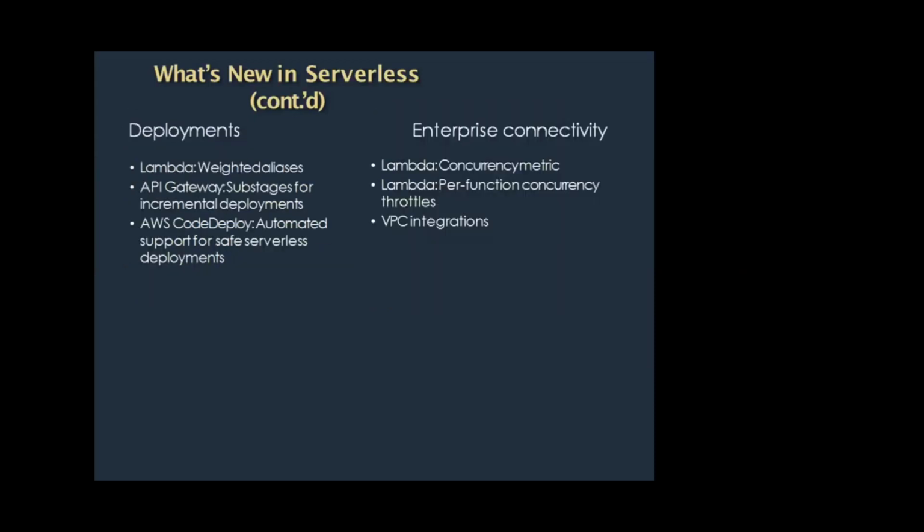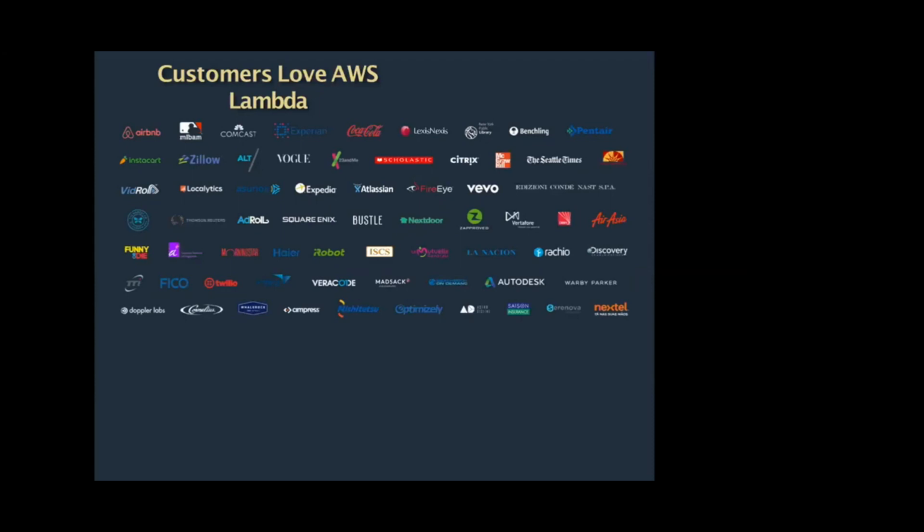So these are some of the examples of deployment and enterprise connectivity. Now, what all companies are using Lambda? Here you can see some big names also, like Airbnb, Coca-Cola, and AirAsia. You can see how important this service is, that such big companies are also using it.